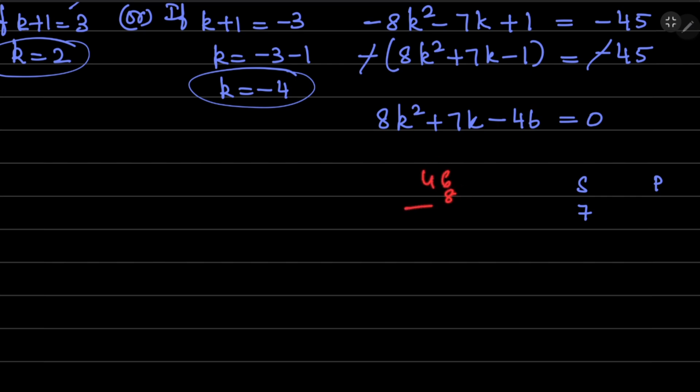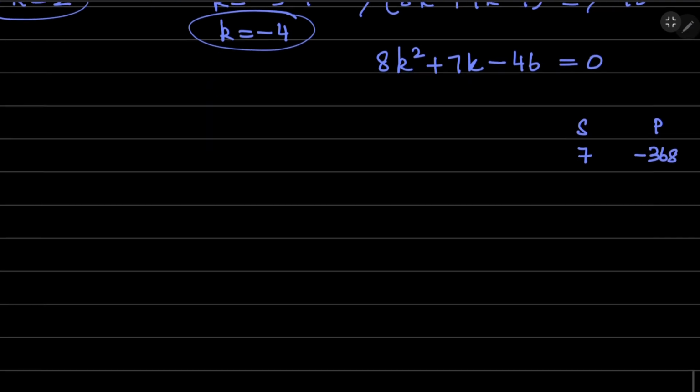So what is 46 into 8? 8 6s are 48, 8 4s are 32, plus 4 is 36. Right. So the product is minus 368. What is the best way to find two numbers whose sum is plus 7 and whose product is minus 368? Let's do the prime factorization of 368.